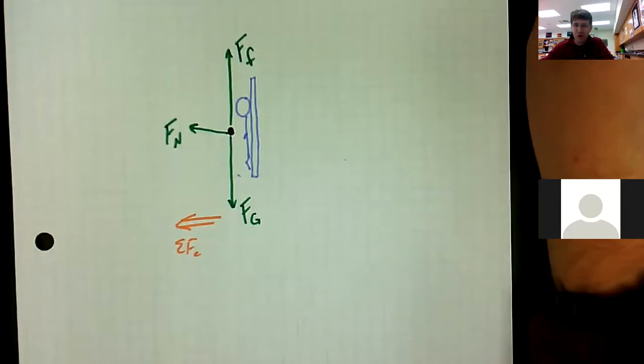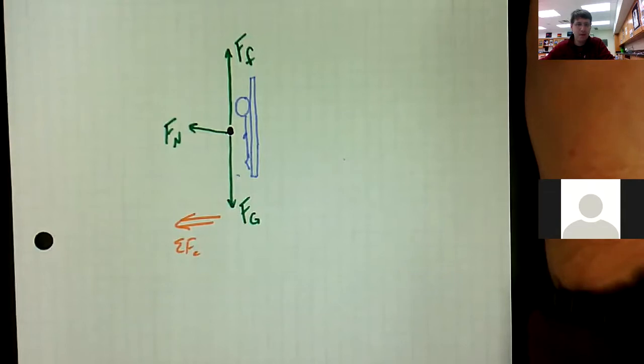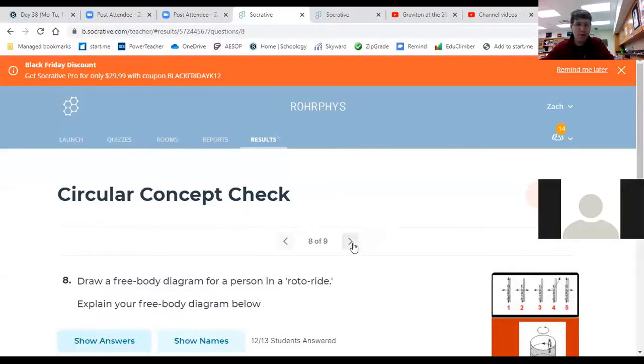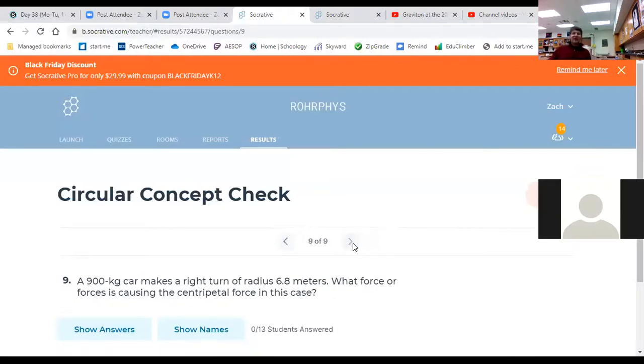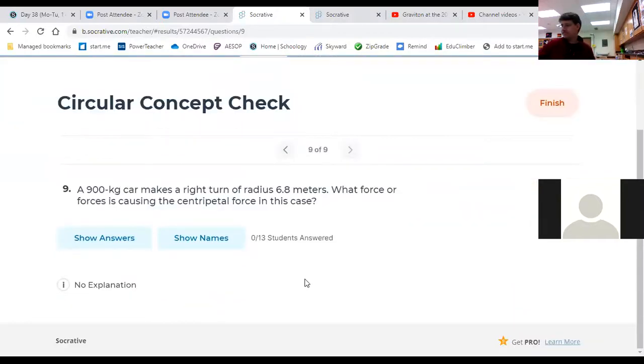All right, I'm going to do one more question, and this question is going to lead us into one example problem, and then we're done. A 900 kilogram car makes a right turn of radius 6.8 meters. What force or forces is causing the centripetal force in this case? Remember, a sharp right turn is nothing more than a quarter of a circle.